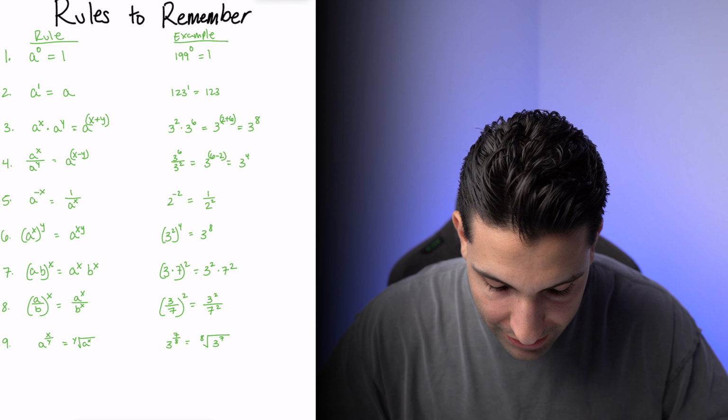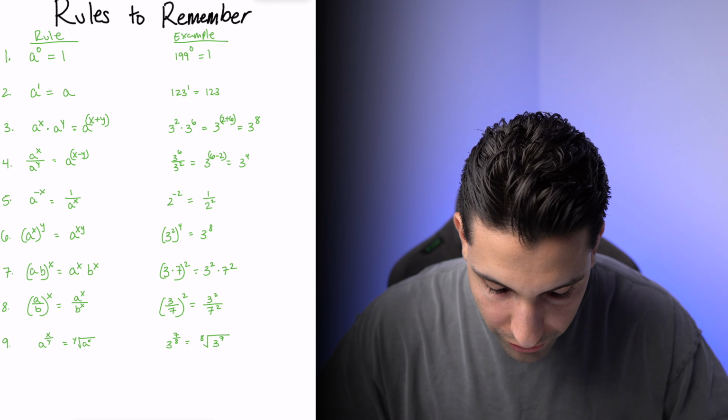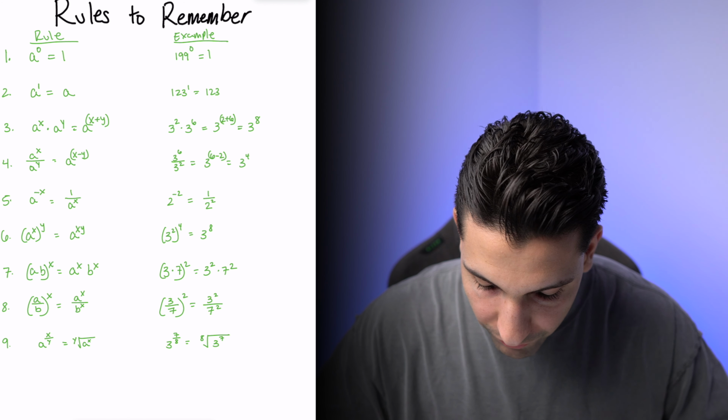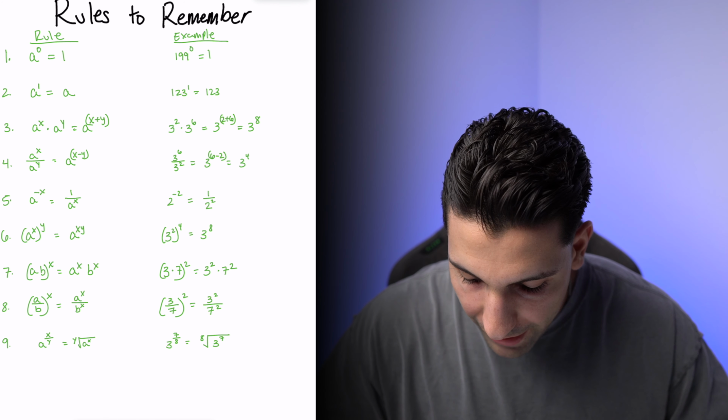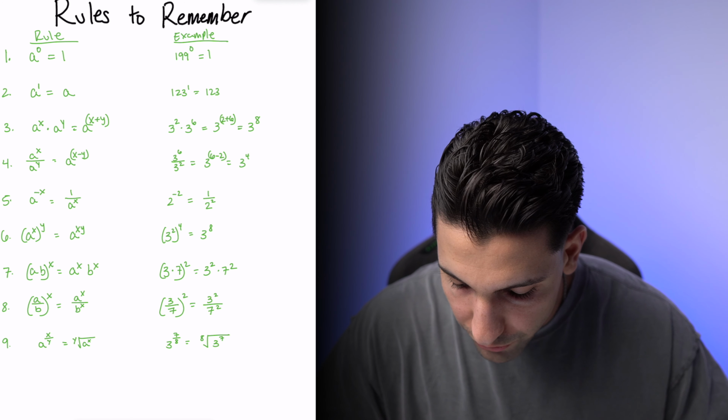And number 9, a to the x over y is just the y root of a to the x. So 3 to the 7 over 8th power is just the 8th root of 3 to the 7th power. And those are all the exponent rules that you're going to need to know for the SAT. Now let's talk about some things you don't want to do and some things you do want to do.